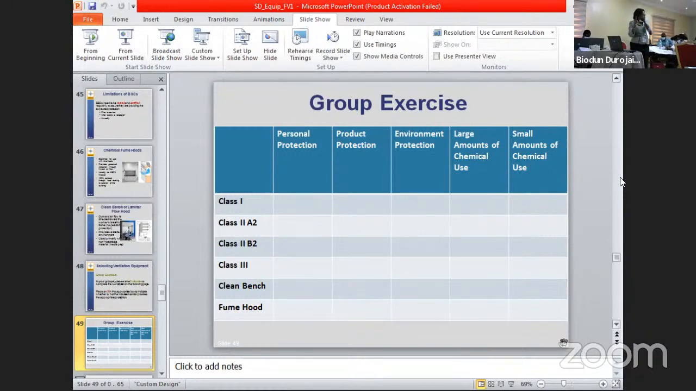Large amounts. Class 2A says small amounts. Class 2B was quiet. Wait, we are here. Hold on, class. Let's start with class 2A2.